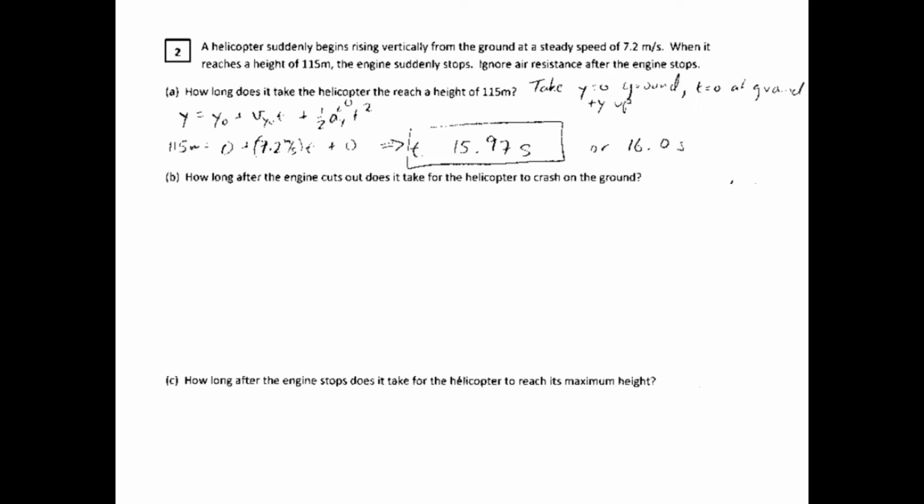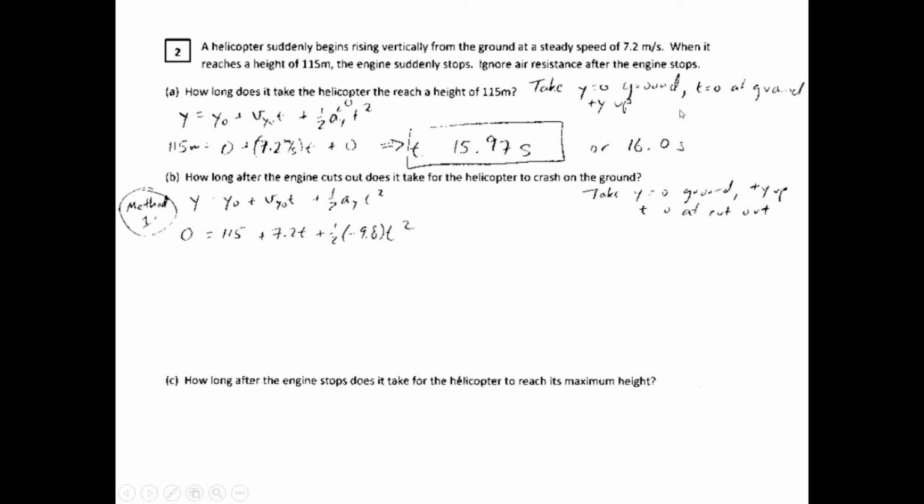All right, part B. How long after the engine cuts out does it take the helicopter to crash to the ground? Notice this is a different time period, and so the helicopter is essentially in free fall now since we're ignoring air resistance, if you read the statement of the problem at the top. So we want to know how long it takes, and we know its initial velocity, right? It was going at 7.2 meters per second right when the engine cut out.